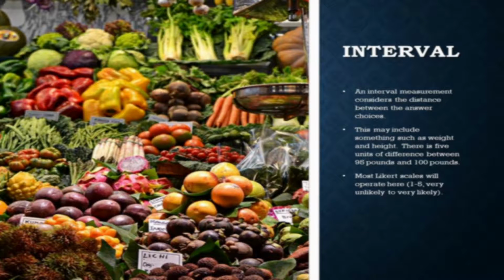And so here, literally, we are looking at vegetables. There might be some fruits in there, and we have a scale. That's purposely why I chose this photo. An interval measurement considers the distance between answer choices. So it may include something like weight and height, or it might include a scale.